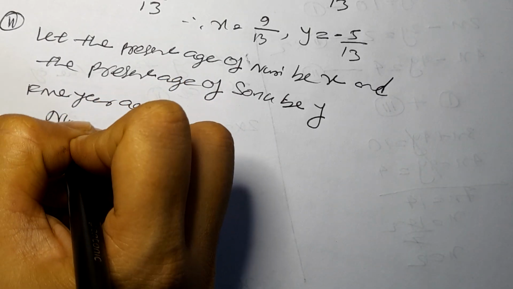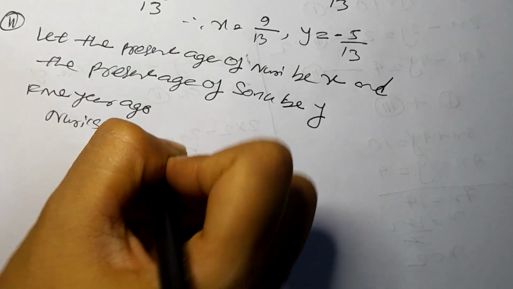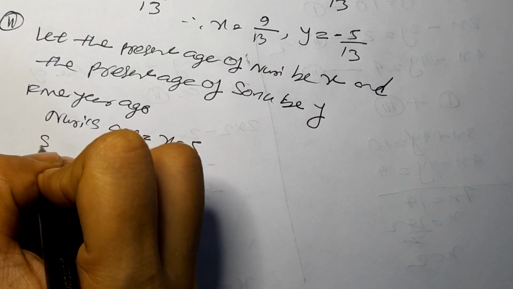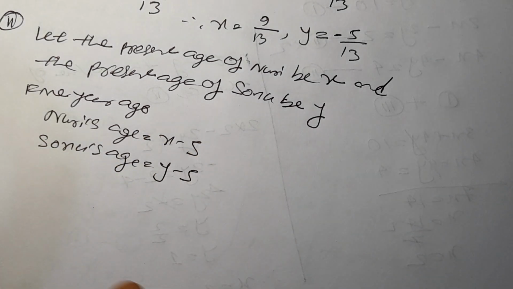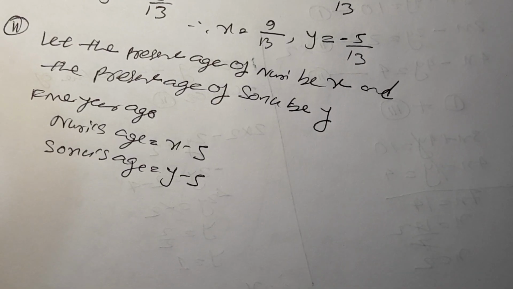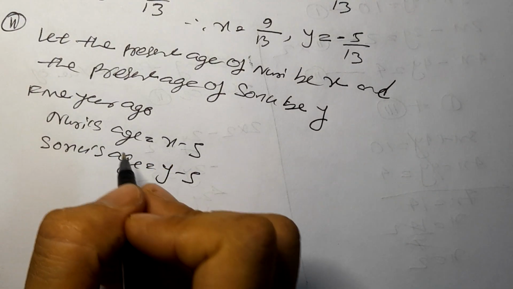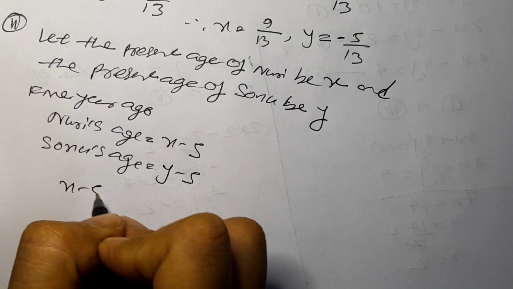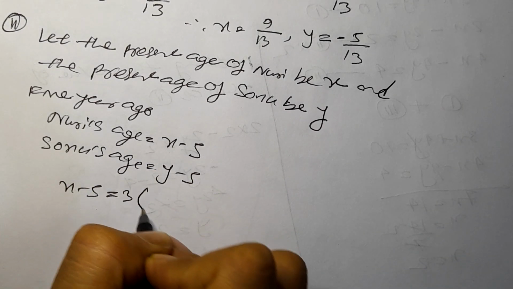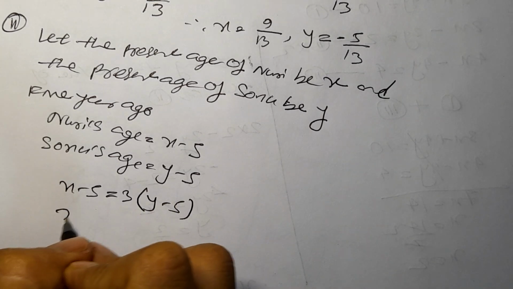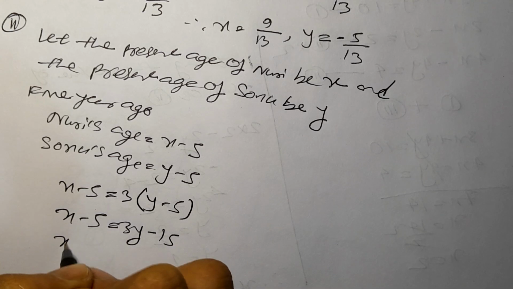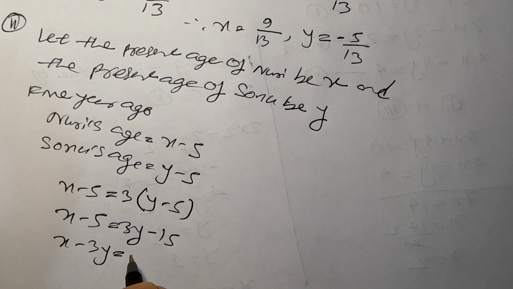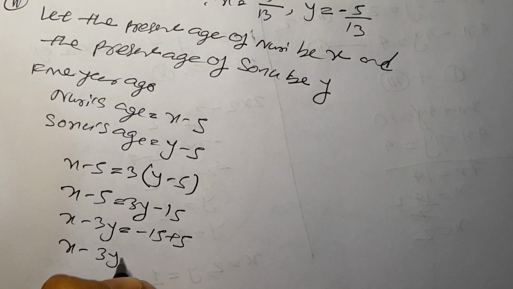Nori age 5 years ago, that is x minus 5. Sanu age, that is y minus 5. Now see the statement that said Nori age is 3 times of Sanu. So Nori age, we have x minus 5 is equal to 3 times of Sanu, that is y minus 5. So it will be x minus 5 equal to 3y minus 3 fives is 15. Bring the 3y this side, x minus 3y is equal to minus 15 plus 5. So it will be x minus 3y equal to minus 10.